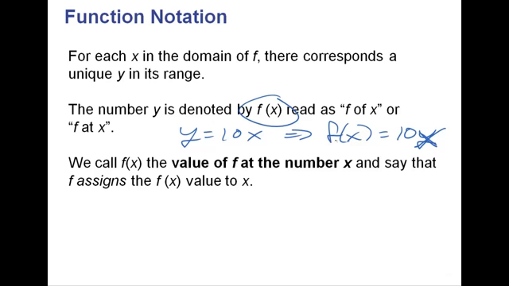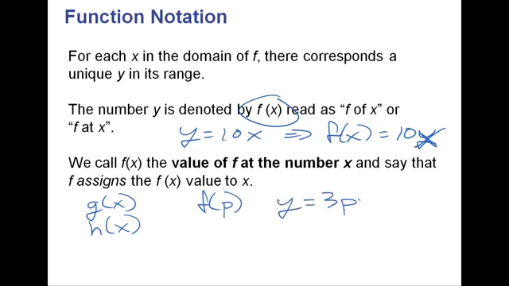They don't always have to be f. G of x is also a function. H of x is a function, both in terms of x. And they also don't have to be x. You can have f of p. This is now going to be something like y equals 3p minus 5. That's still a function. It's a straight line, except instead of x's, we want to call them p. Remember, maybe p stands for price or something.